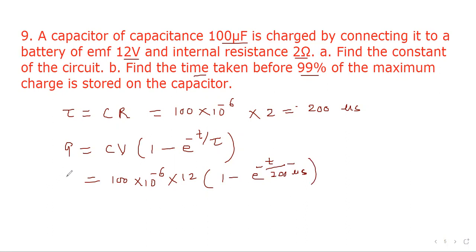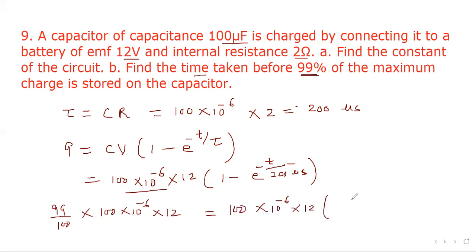So this is Q, and the value of Q is 99% of this value. So we can say 99 by 100 of 100 into 10 to the power minus 6 into 12 equal to 100 into 10 to the power minus 6 into 12 into 1 minus e to the power minus t upon tau for the time being. Later on, we will put the values. Where these two terms will cancel out and we will get 0.99.